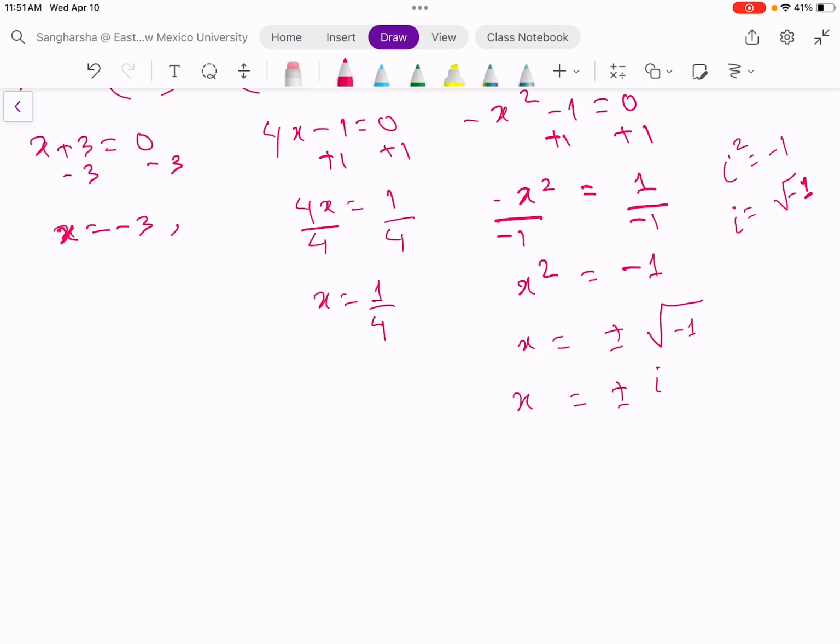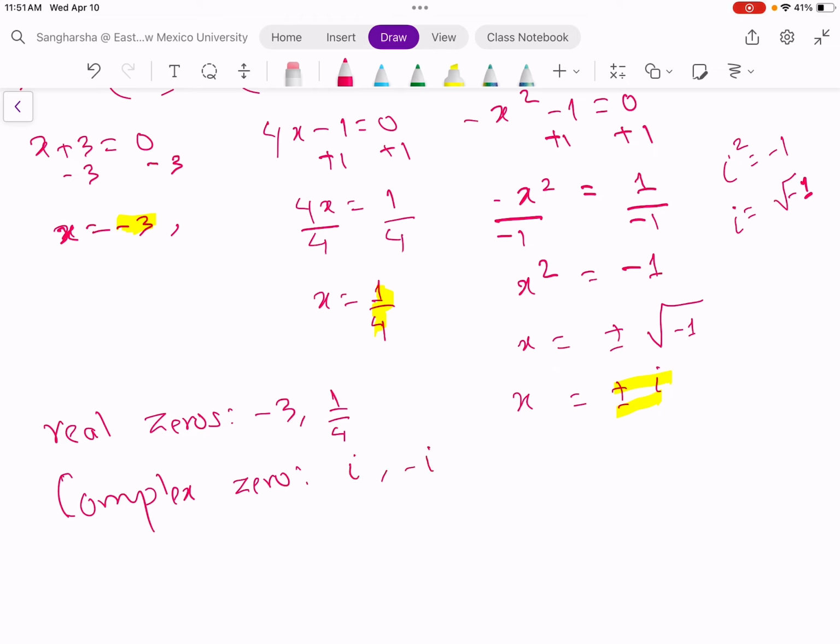So we have 2 real zeros: negative 3 and 1/4 as the real zeros. And we have positive i and negative i. These are also zeros, and we call these complex zeros, because these are not real numbers, they are complex numbers. So you are asked to find the real zeros, and the real zeros are negative 3 and 1/4. Let me add here the complex zeros: positive i and negative i. And altogether, how many zeros do we have? 4 zeros, and 4 is the degree of the function, right? So we always get the number of zeros equal to the degree or less.